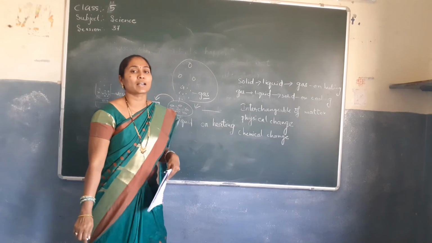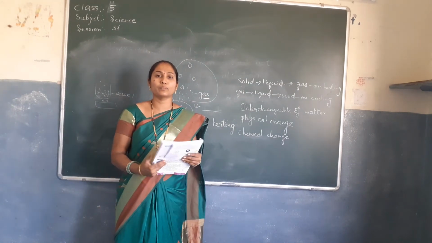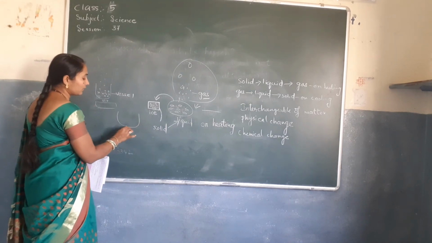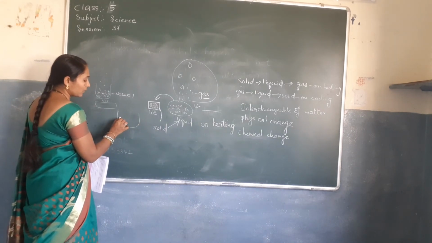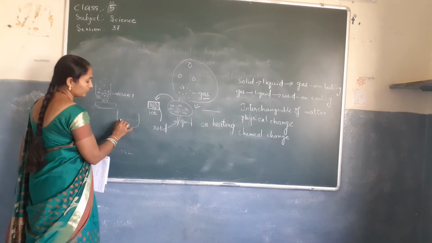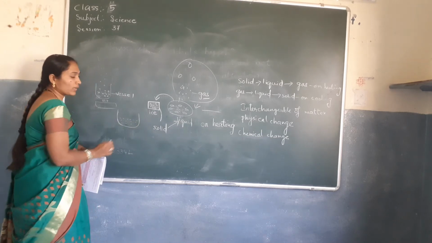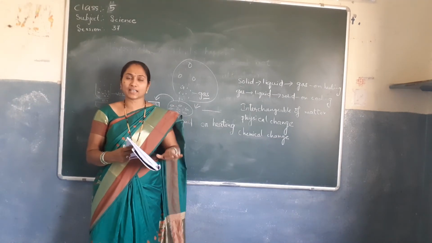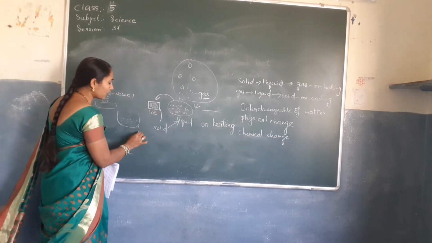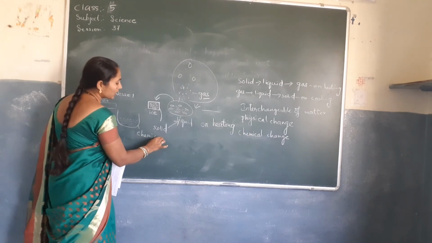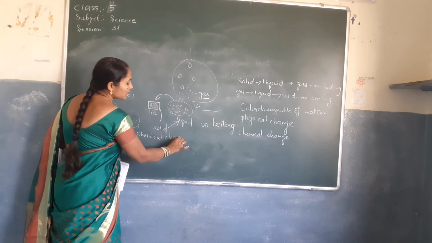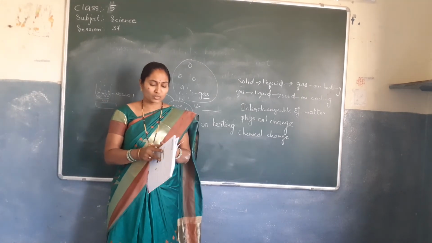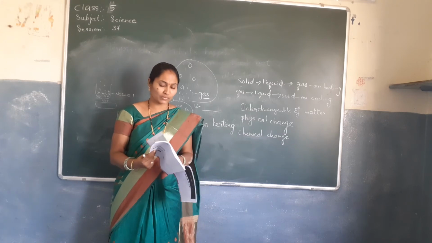Suppose your mother is cooking rice. What happens after cooking? It totally changes its structure, no? It will become solid. Because of the water, the rice starts boiling. It will change the taste and it will change the texture. So this type of change is called a chemical change. So there are two types of changes: physical change and chemical change. Tomorrow we will finish up.